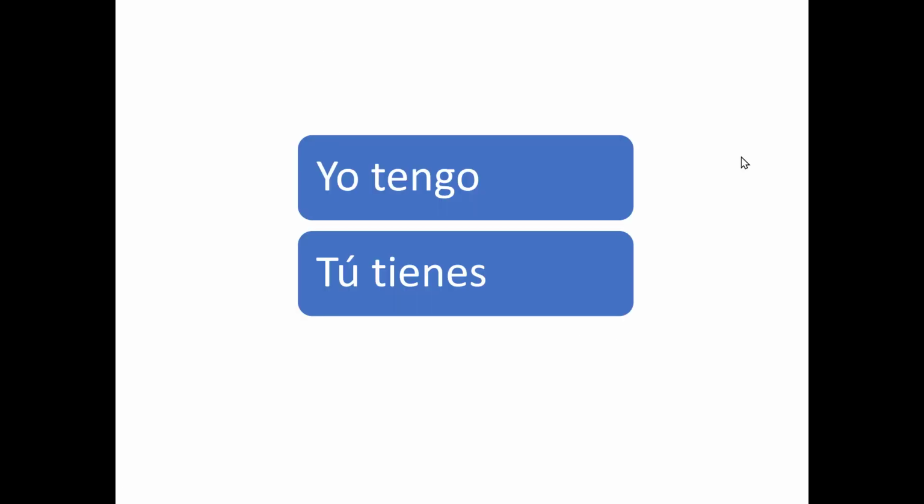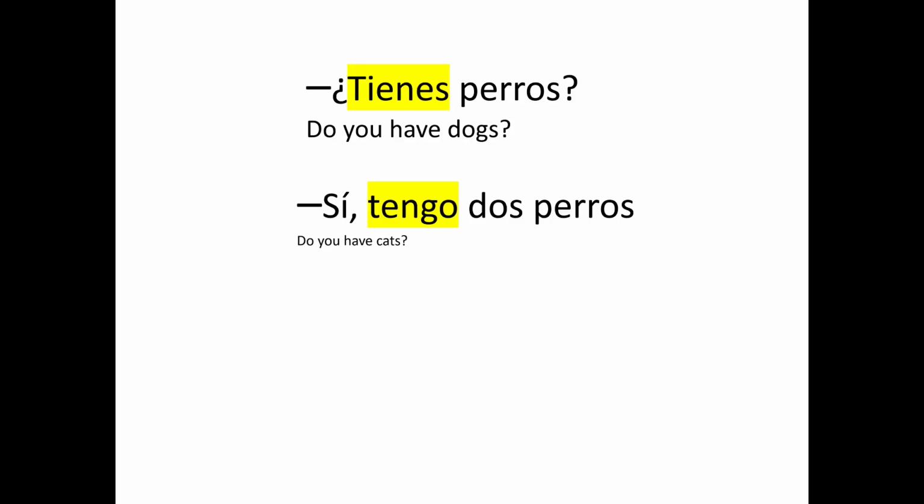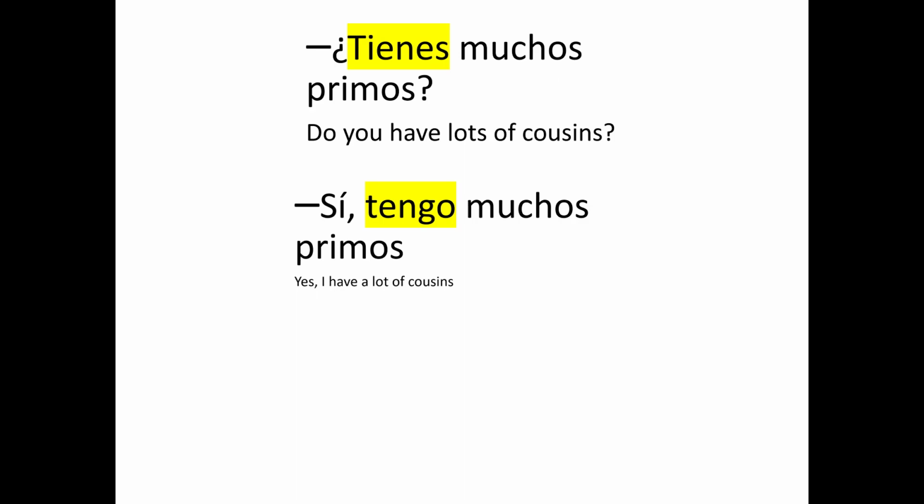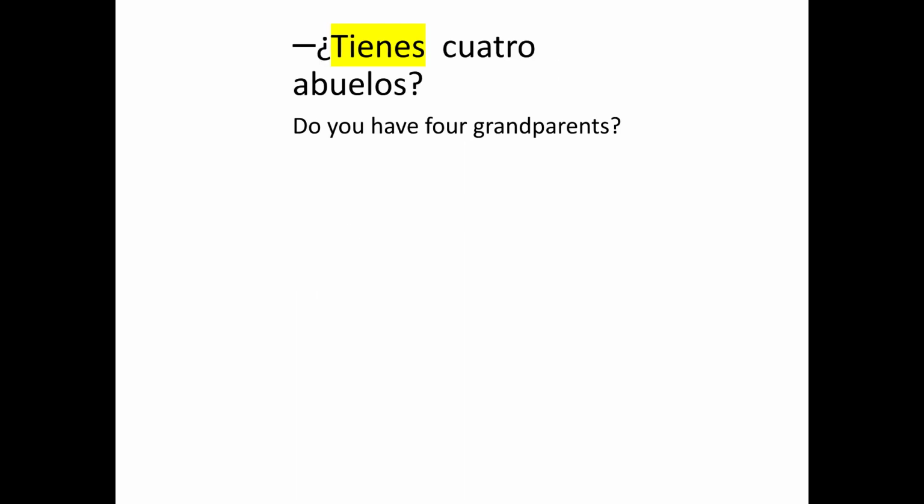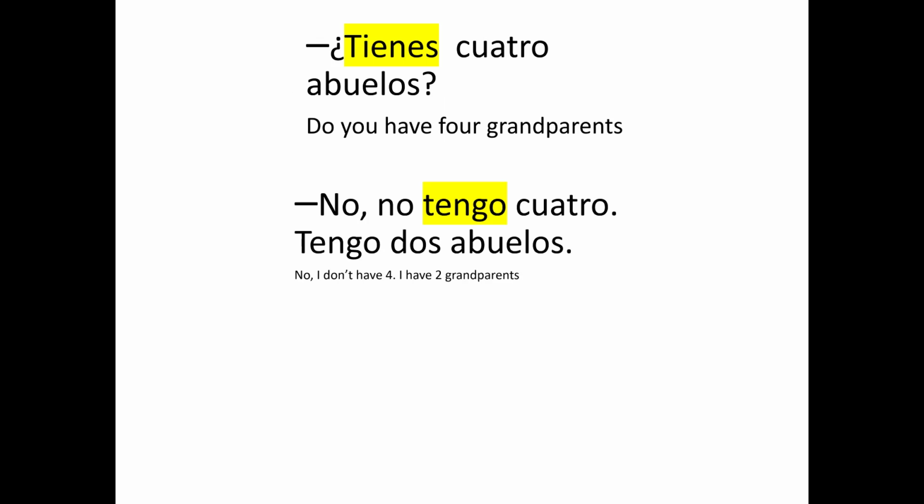Let's practice first. Yo tengo y tú tienes. If I ask you a question, I'm going to use tienes. If you answer, you're going to use tengo. Ejemplo. Example. ¿Tienes perros? Do you have dogs? You could say sí. Tengo dos perros. As you can see, I used the you form, tienes, and you used the I form or the yo form to answer. ¿Tienes muchos primos? Sí, tengo muchos primos. ¿Tienes 4 abuelos? No, no tengo 4. Tengo 2 abuelos.